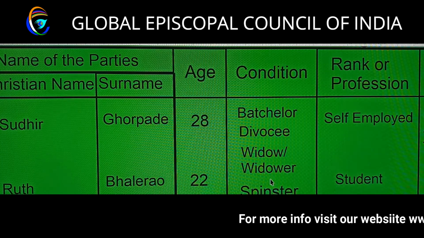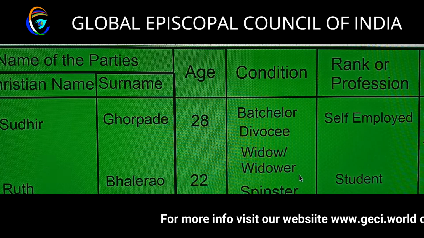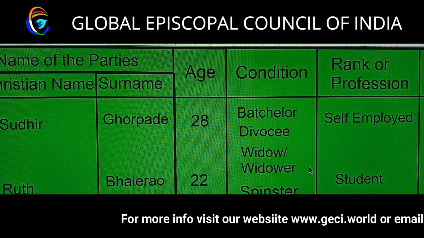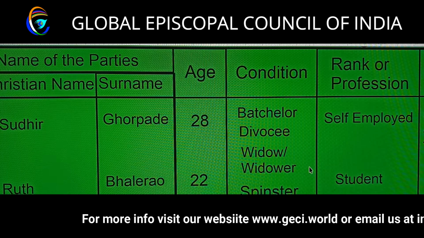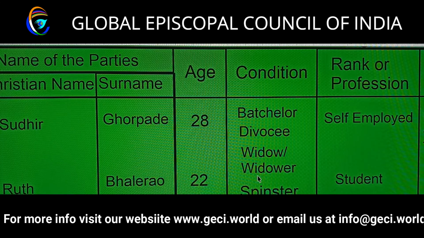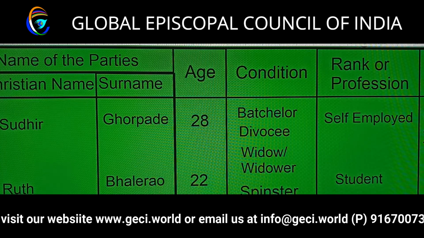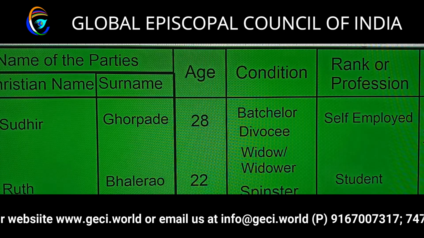Or if their partner is dead, then you can get them married again. In that case, they have to produce the death certificate of the partner. Then you can get them married. So in that case, you have to write widower for the boy and widow for the girl. Otherwise, if it is for the first time, then for the girl it will be spinster.